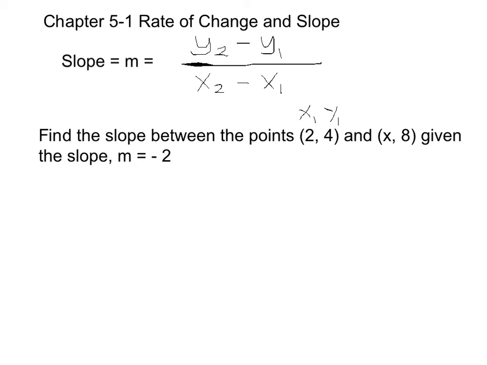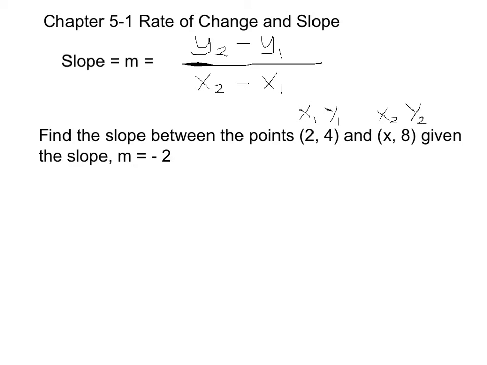Now let's have a look at the second point. It has parentheses x comma 8. So since it's a second point, x actually is x2. And then the 8 is y subscript 2. So there, I've labeled my points.